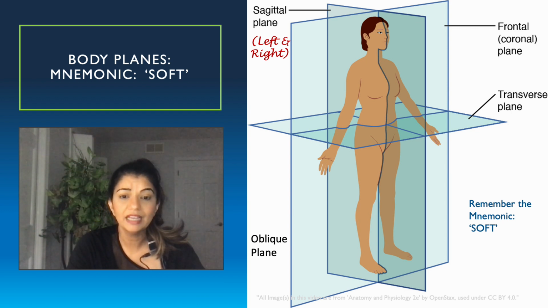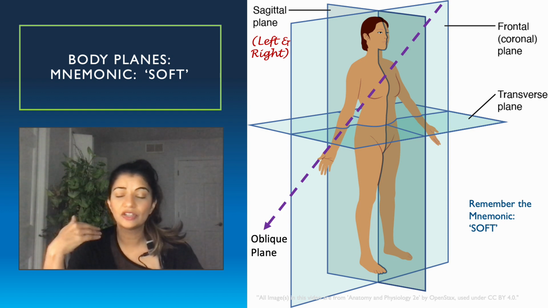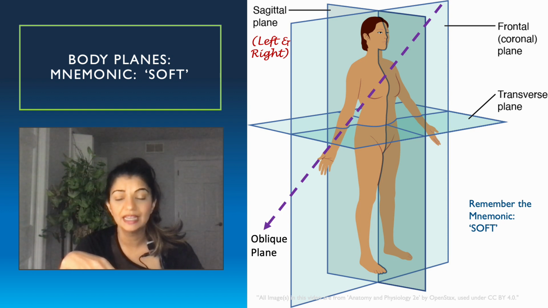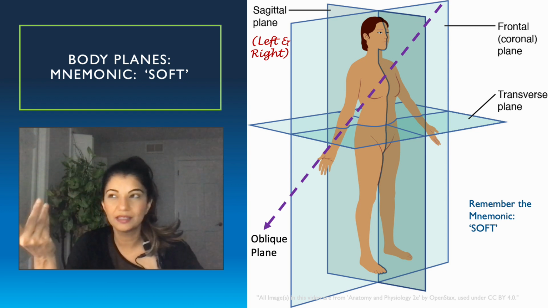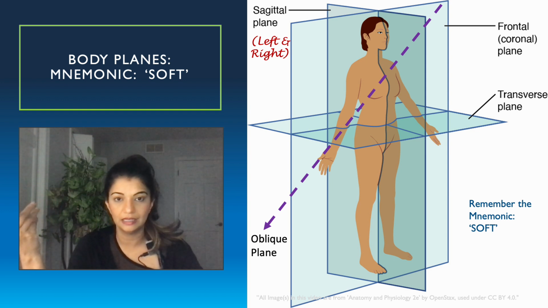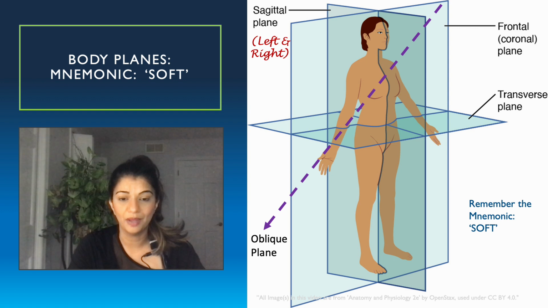Okay, moving on, let's go to the oblique plane. Now, this is one that is often not talked about. It actually occurs at an angle through the body. You might see this more in histology, or you might see it in MRI or CT scans. So it's not used very often, but it is something you need to be aware of. And again, it's at an angle.